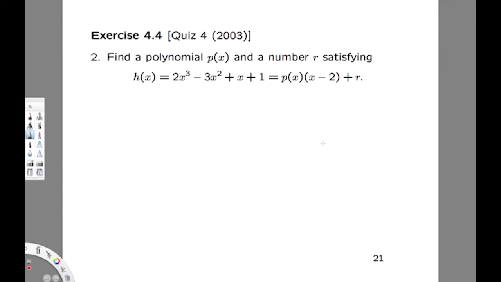We want to find the polynomial p of x and the number r satisfying this. This is the typical problem of synthetic division. So this is the polynomial, and we want to divide by x minus 2. So we write 2 on the left upper corner and then copy the coefficients 2, minus 3, and 1 here, and 1 here. And then write the line. Here I will give you 1 minute.